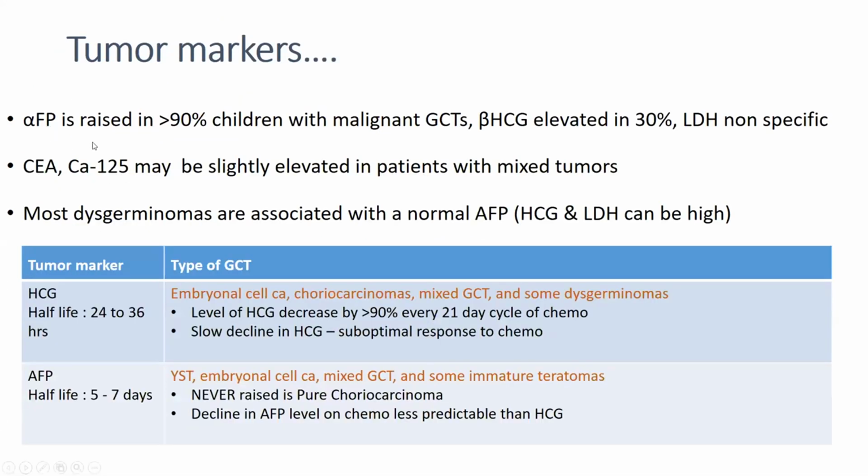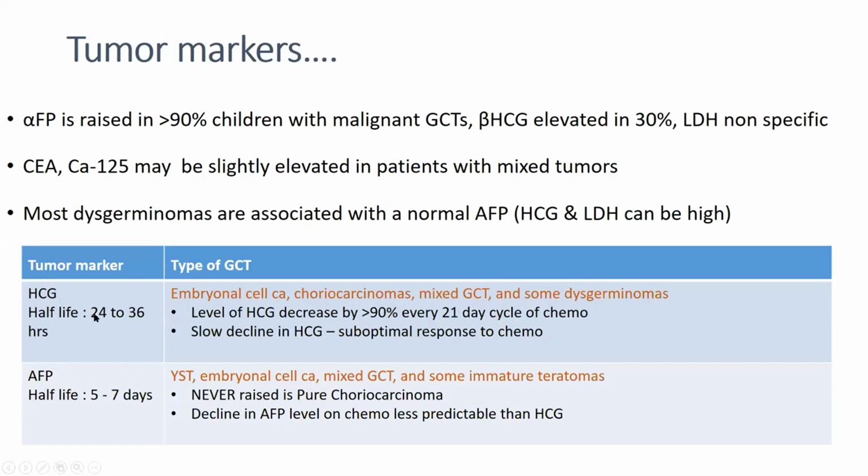So alpha-fetoprotein is the most commonly elevated marker, seen in 90% of the patients with germ cell tumor, followed by beta HCG. LDH can be elevated, but it is non-specific to histology. Most of the germinoma will have a normal alpha-fetoprotein level. So these are the two important tumor markers, HCG and AFP.